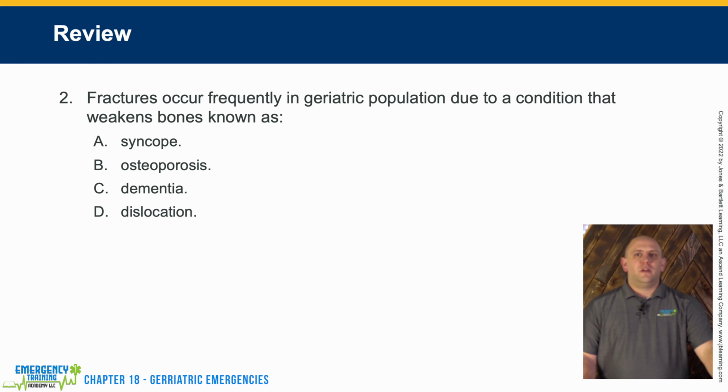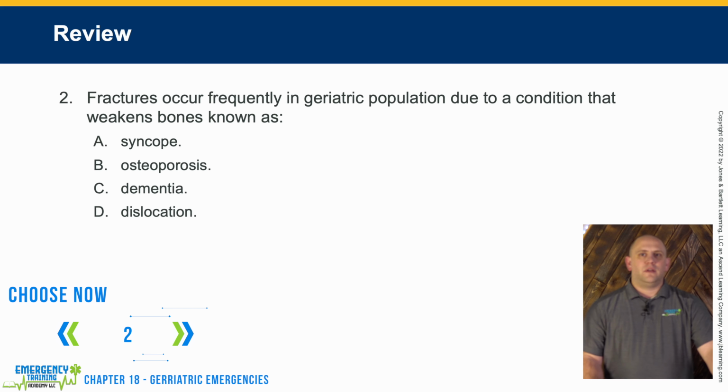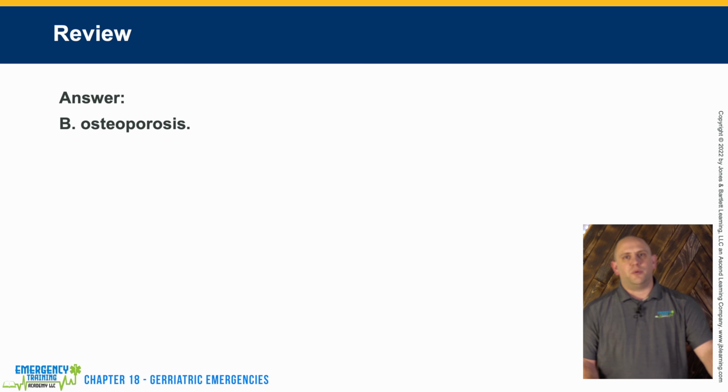Number 2, fractures occur frequently in geriatric populations due to a condition that weakens bones known as syncope, osteoporosis, dementia, or dislocation. The answer for that one is B, osteoporosis.